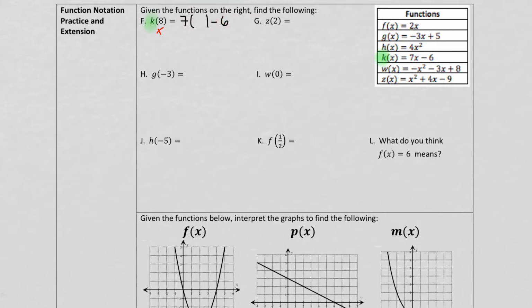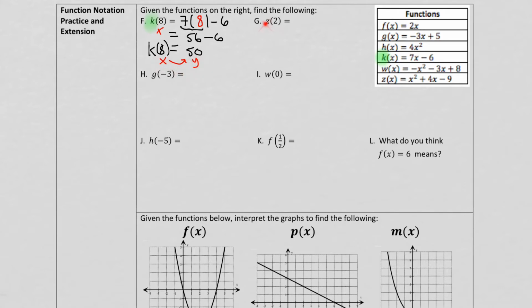Now I can input my x value, which happens to be 8 in this case, into this function, and then I can work it out. So I get 7 times 8 is 56 minus 6 equals to 50. So I can compute that k of 8 equals to 50. What that means is when x is 8, y is 50. So I have an input and I have an output.